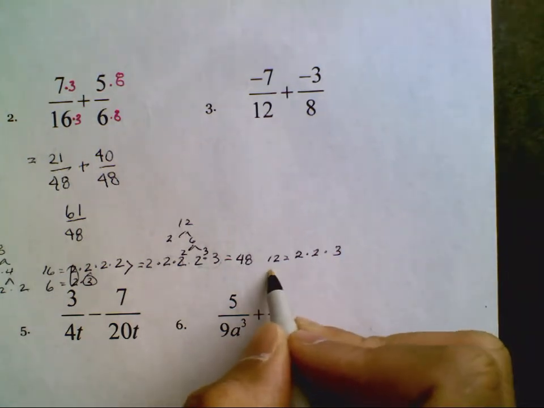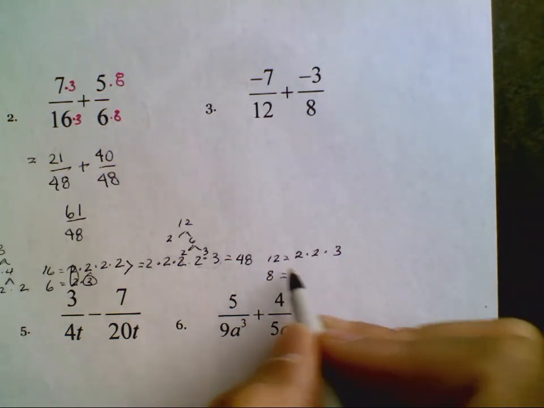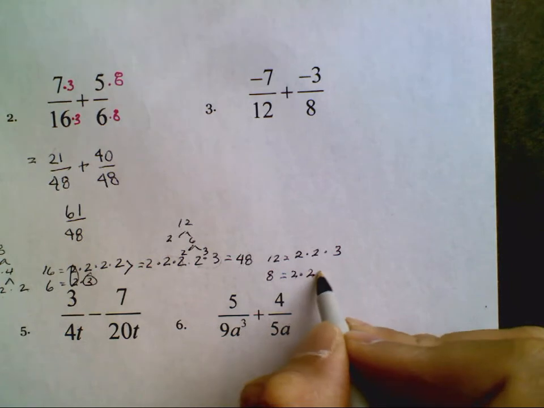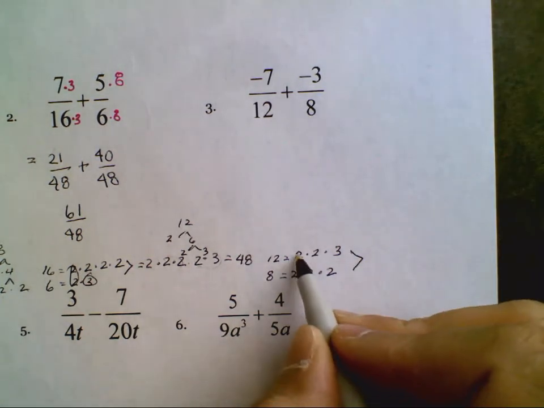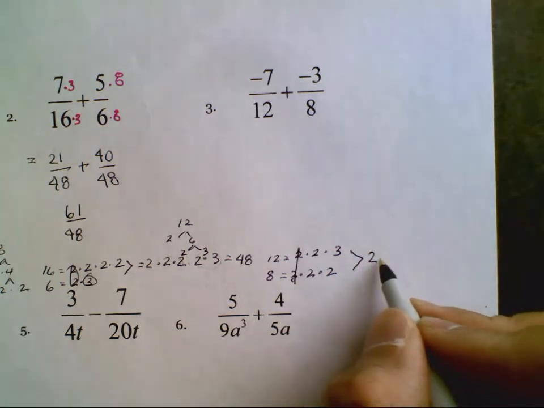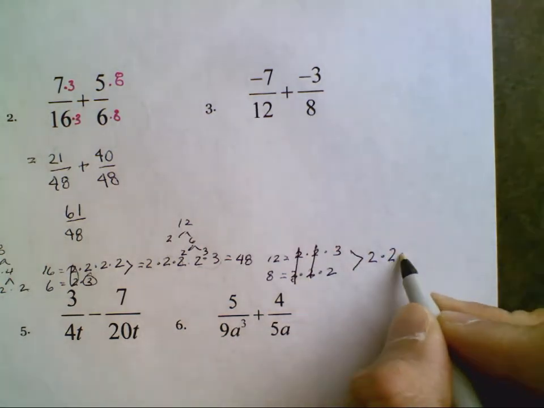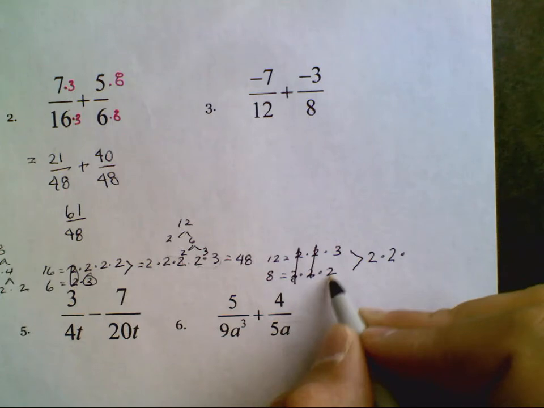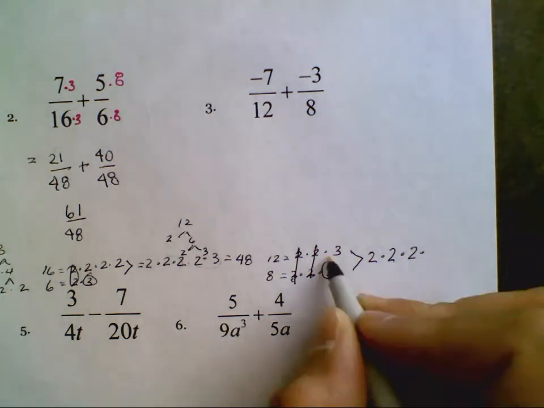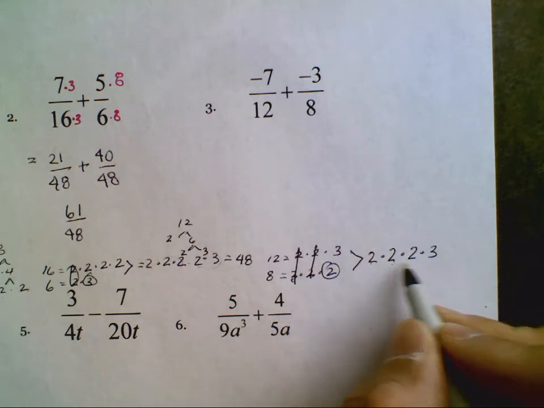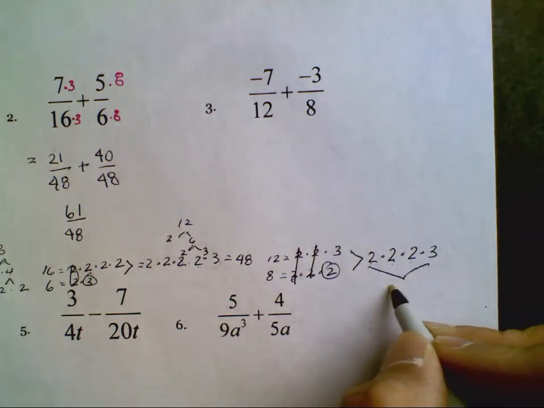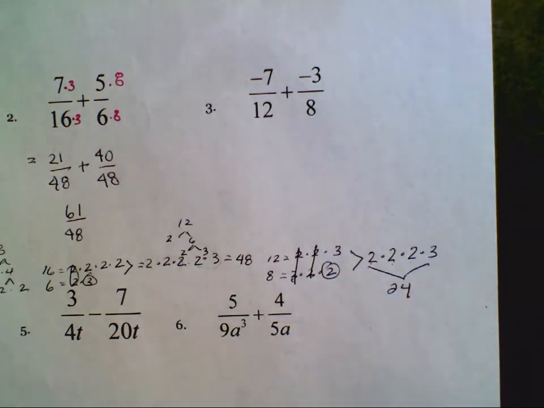Then I have 8, which is equal to 2 times 2 times 2. Okay, so what is the least common denominator? I'm just taking 2 times 2 times 3, or times 2. You can choose the least prime number times 3. So what number is that one? 2 times 2 times 2 is 8 times 3 is 24. So 24 is the least common denominator.